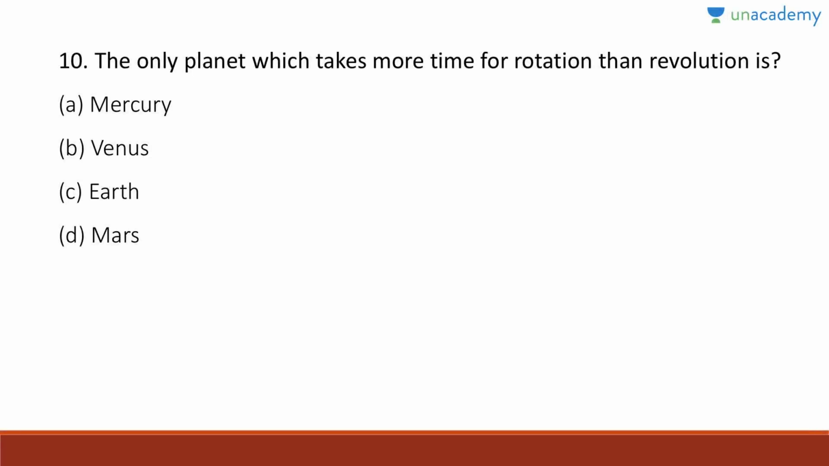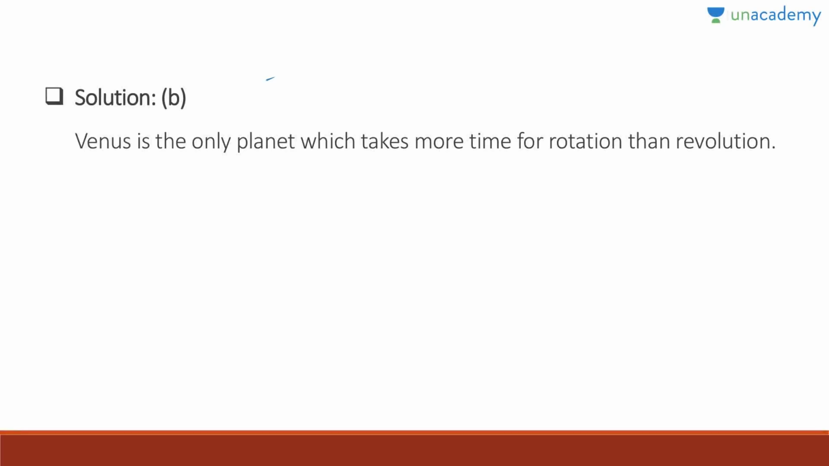The only planet which takes more time for rotation than revolution, answer here is Venus. So Venus takes more time on rotation than revolution. It is the only planet in the entire solar system. So Venus is the only planet which takes more time for rotation than revolution.